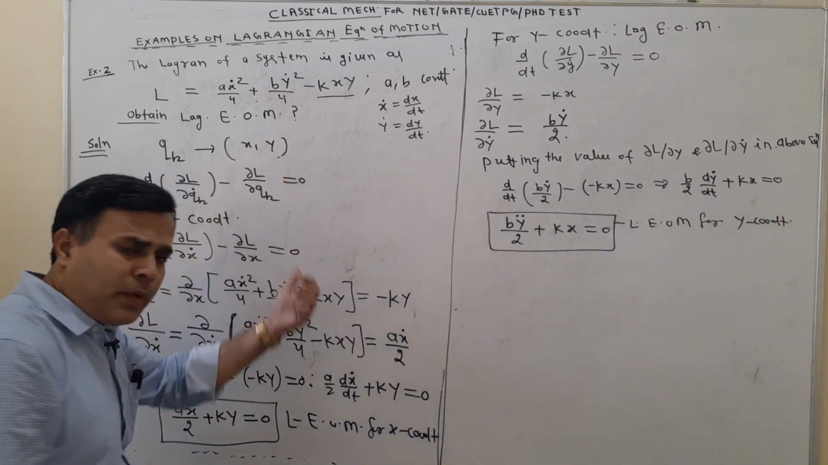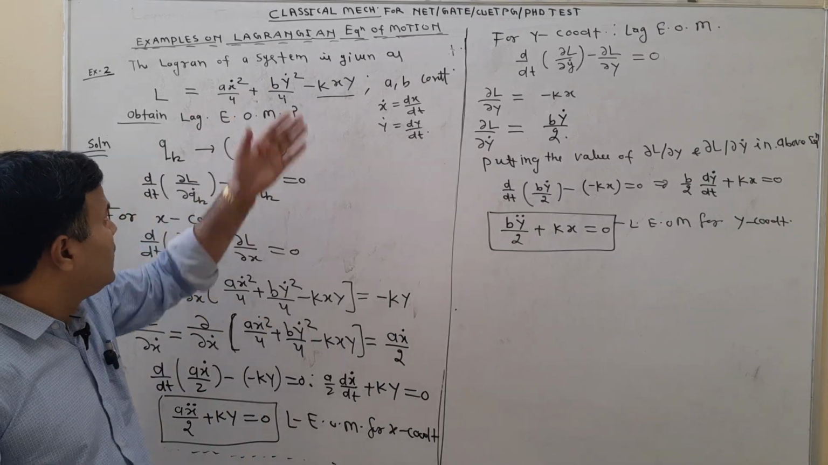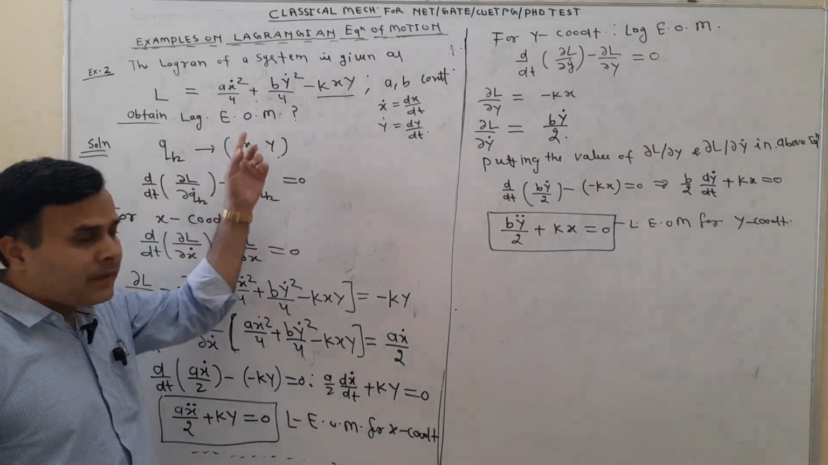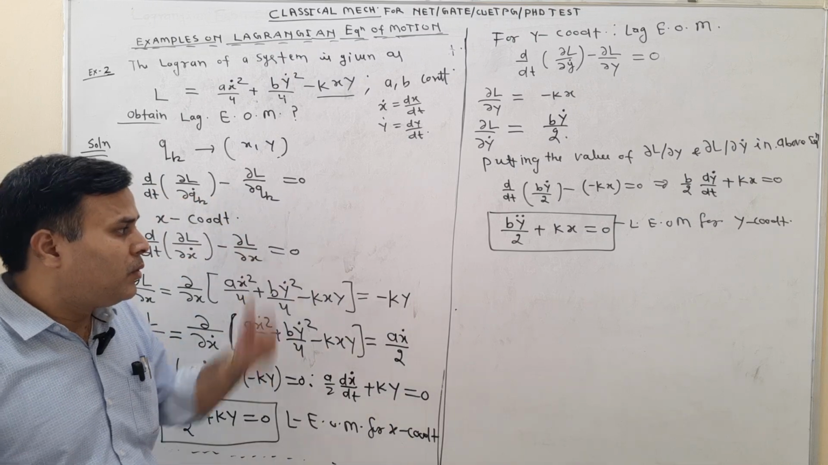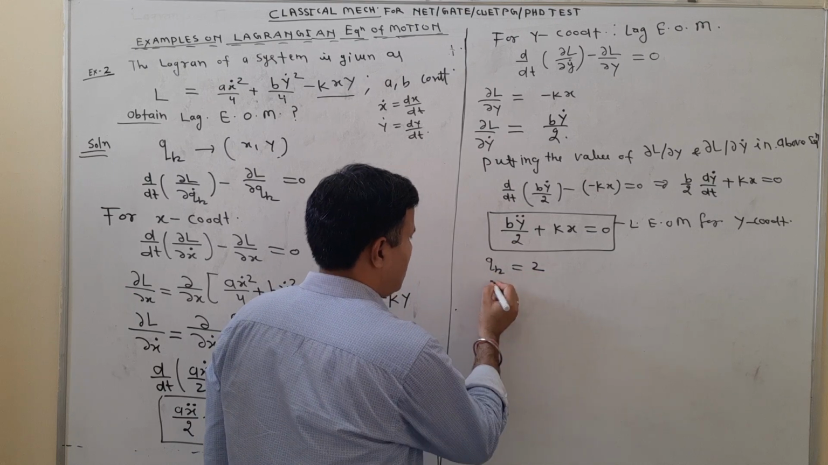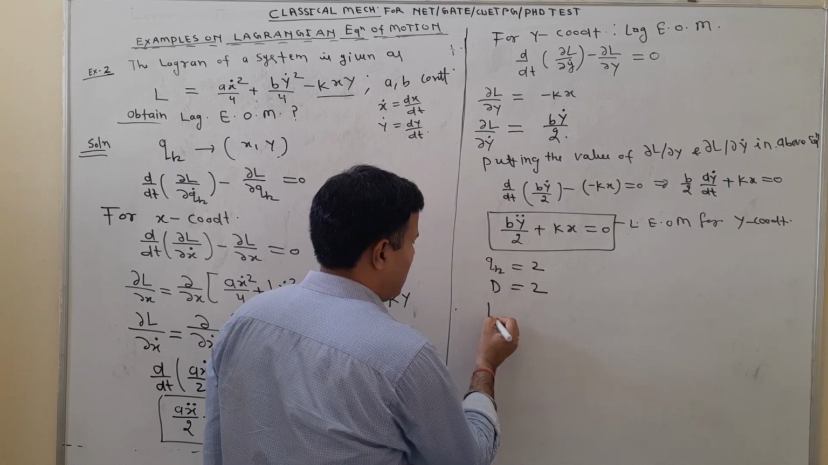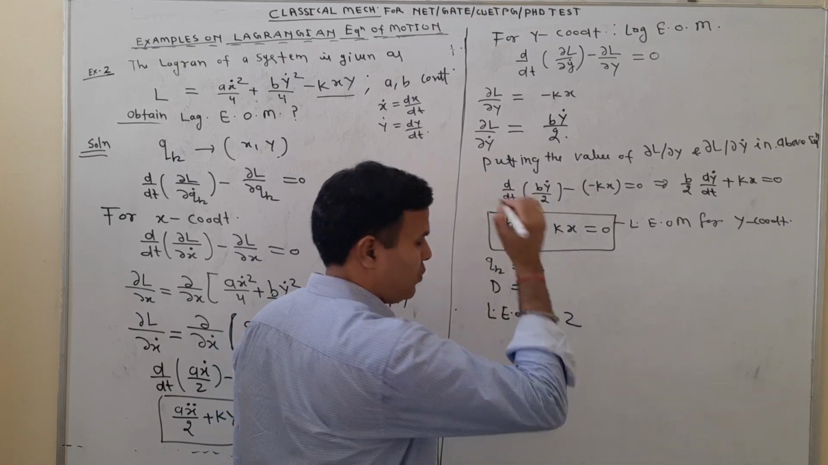So again we have a lot of information about this equation of motion, that our Lagrangian is in x and y, which means our Lagrangian has two generalized coordinates. So our qk is 2, so the degree of freedom is 2, and the Lagrangian equations of motion number 2.